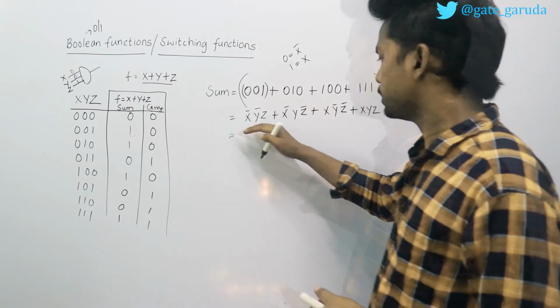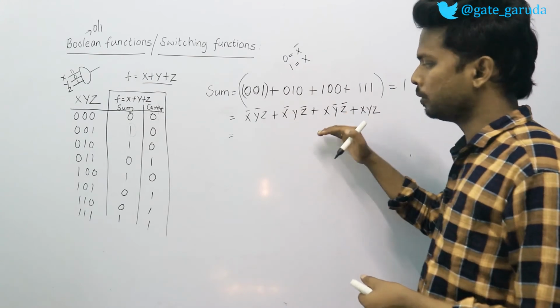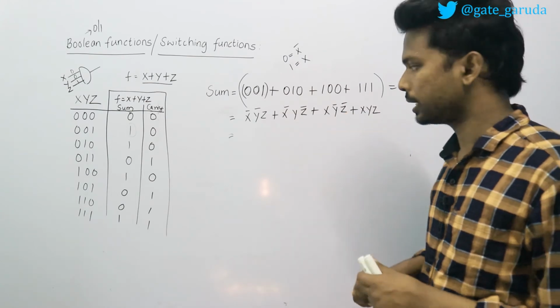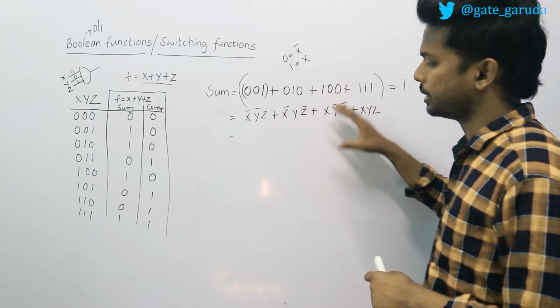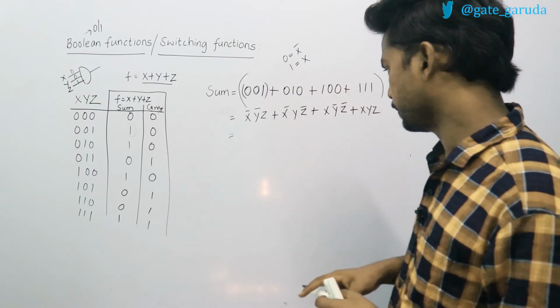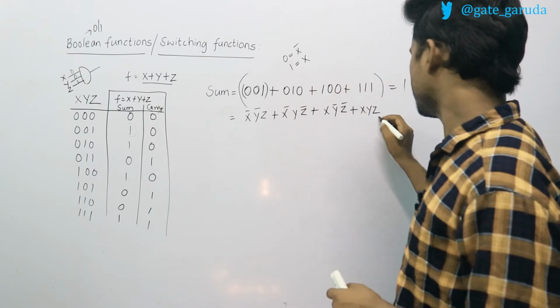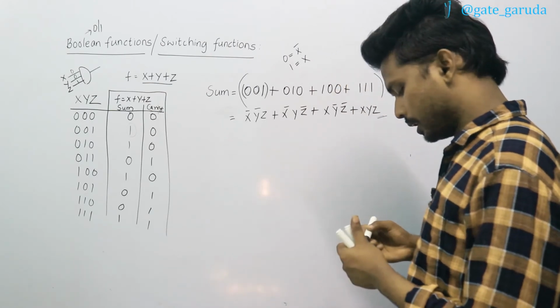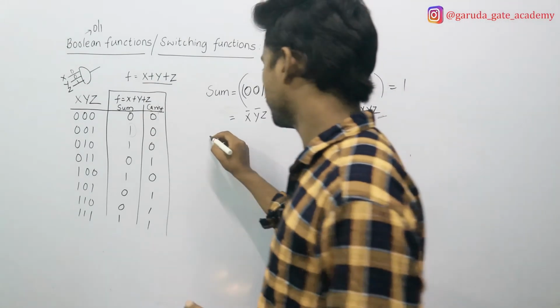These are called canonical forms, and about the canonical forms we will be discussing in the next class. For now we try to simplify this expression. I don't think this will be simplified, so let us leave it like this for sum, and we write the expression for carry.